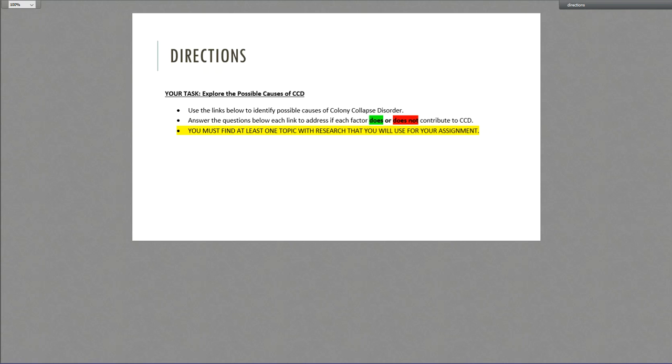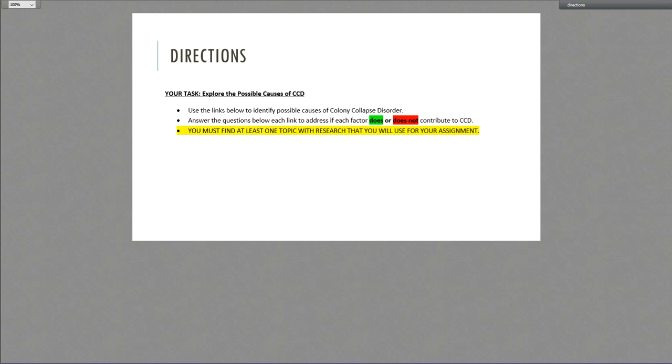Once you have your documents open, you will be able to see the directions at the top, and I kind of just broke it down because sometimes all of that information there is a little overwhelming, okay?